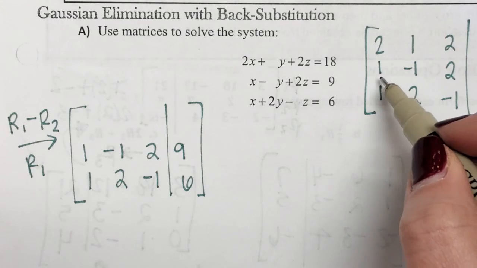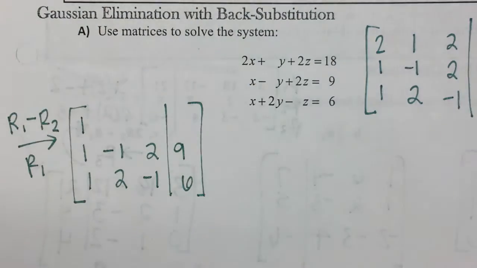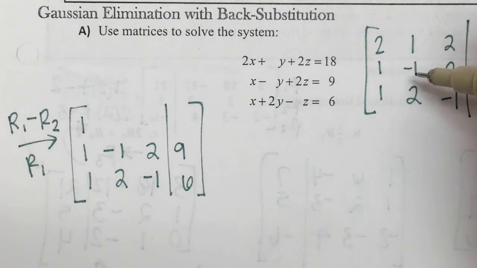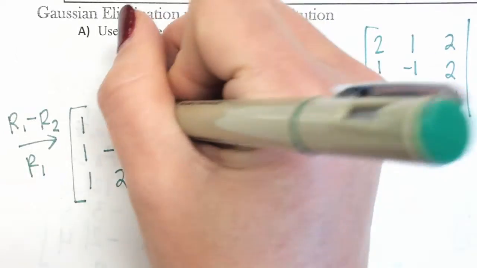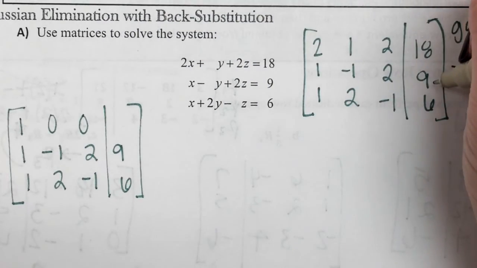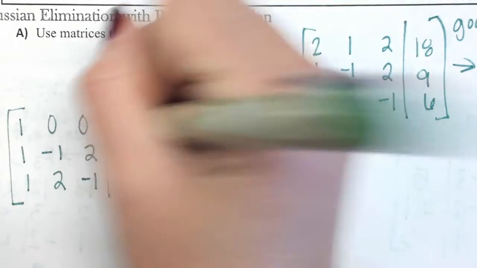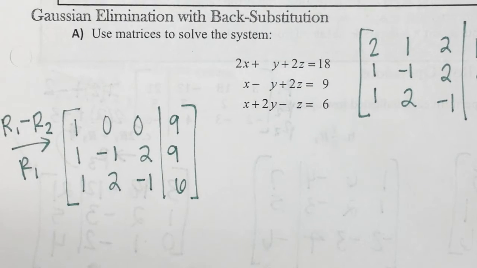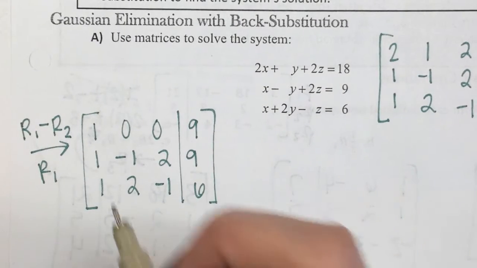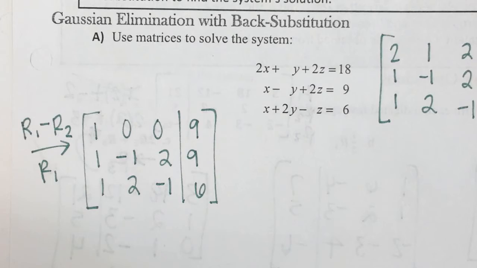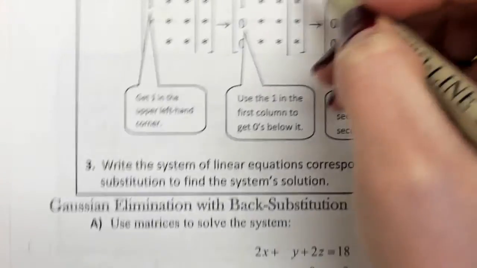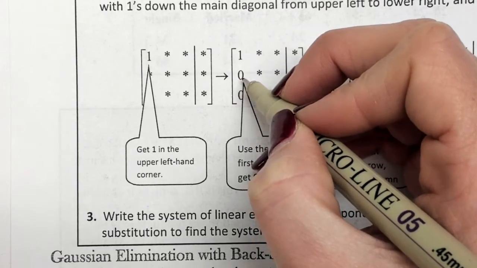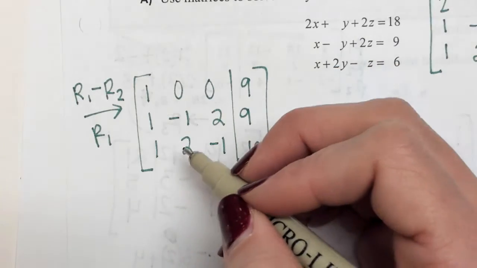2 minus 1. Good. Next would be 1 minus negative 1. 2 minus 2. 18 minus 9. Good. What was the point of this? We wanted to get what? 1 here. Now we want to get 0 in this second row, this first number. Right now it's a 1, we want it to be 0.